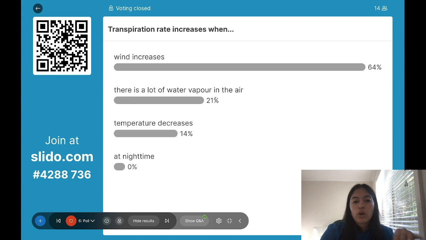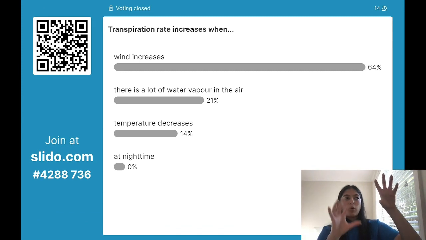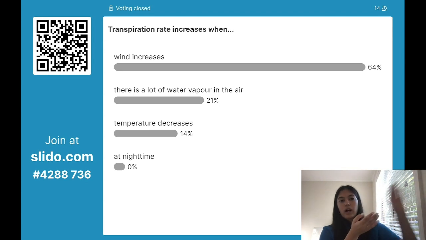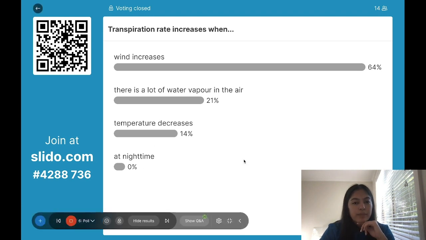Remember when there's a lot of water vapor in the air, that means when it's humid, think about that there's a lot of water in the air and almost there's a lot of water in the plant as well. It's the same. Water isn't going to want to come out. So you can think about osmosis principles and stuff there.